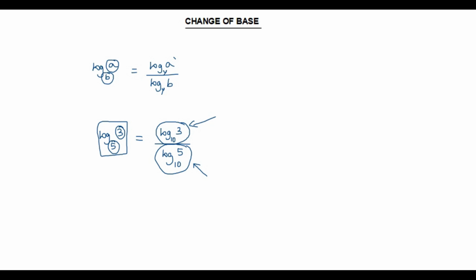So whenever I want to change the base of a given logarithm, what I need to do is write two logarithms in division. Then I have to take this a as the argument of the logarithm in numerator, and I have to take this base b as argument of the logarithm in denominator. Then whatever base I want, I can take for both the logarithms.